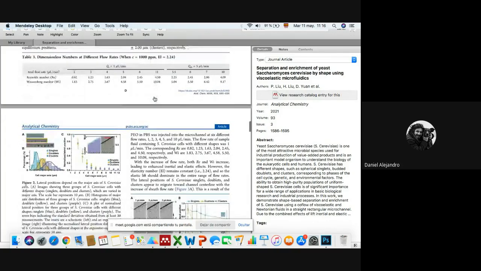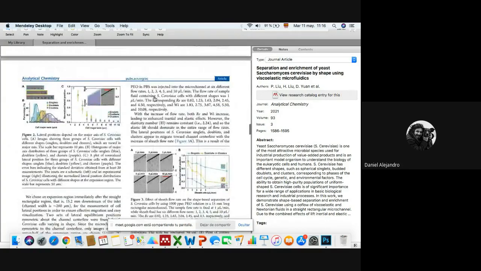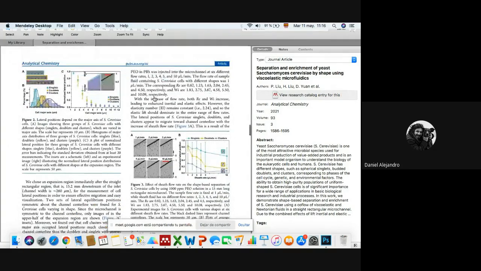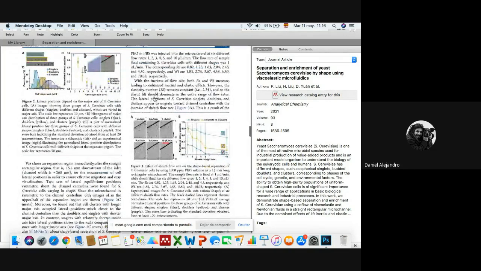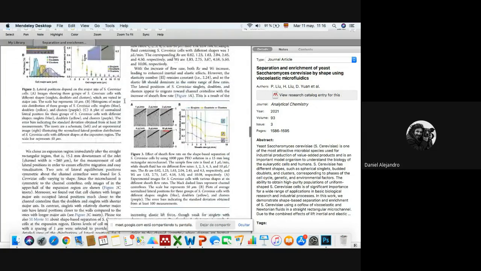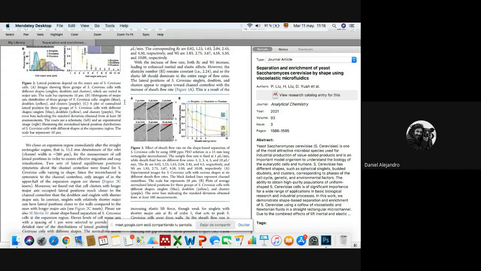And this is basically a study full of mathematics and physics. The result is that they can separate or sort the different shapes: a single yeast, a double yeast, which means budding yeast, and clusters of yeast.